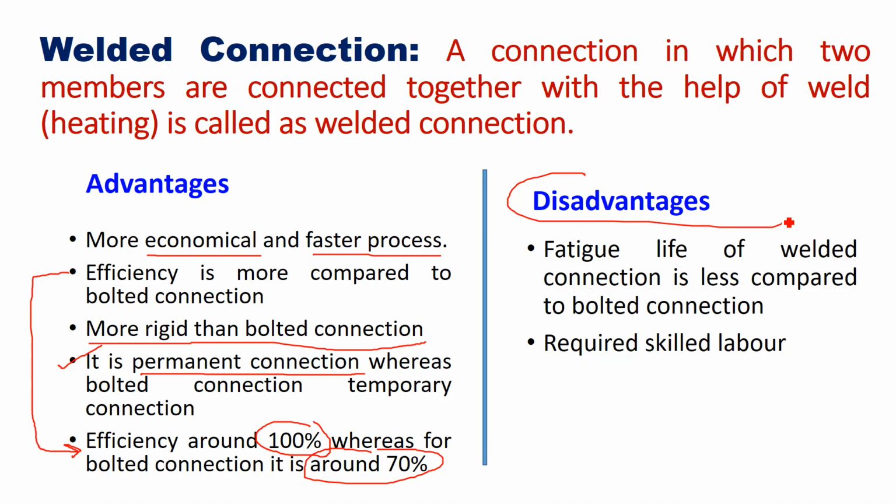Now what are the disadvantages of welded connection? The very first disadvantage is that welded connection has very less fatigue life. Fatigue life is less, it means under fatigue load. Fatigue load means when you repeatedly apply load on any point or any portion of a structure, that repeated loading is called fatigue load. Under fatigue load, the life of welded connection is less compared to bolted connection. It will fail earlier than the bolted connection when it is subjected to fatigue load.